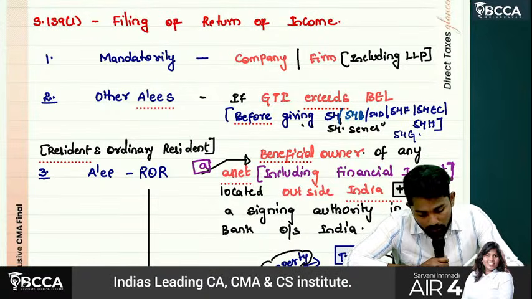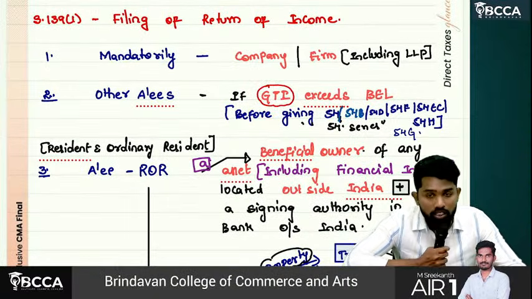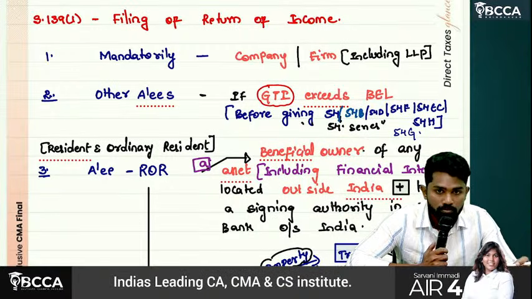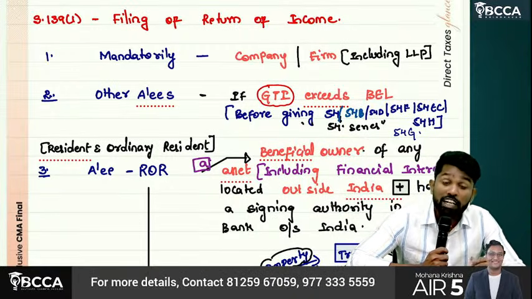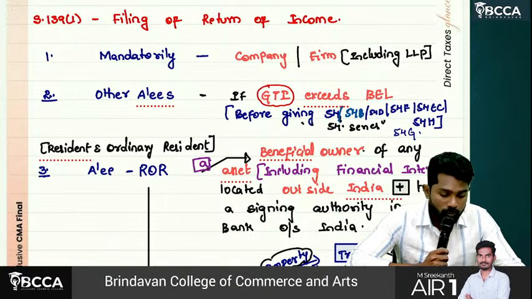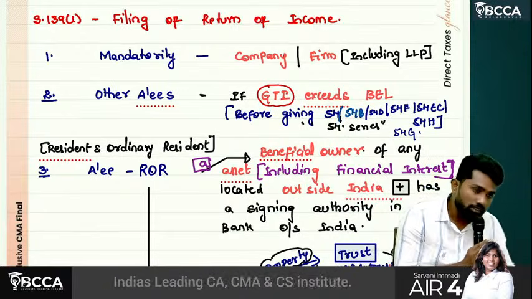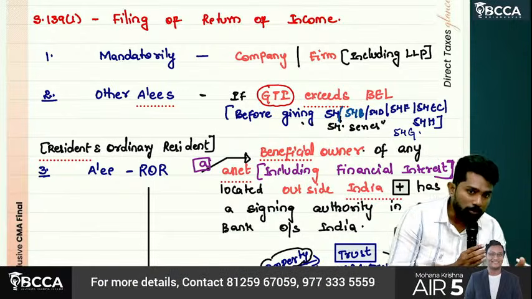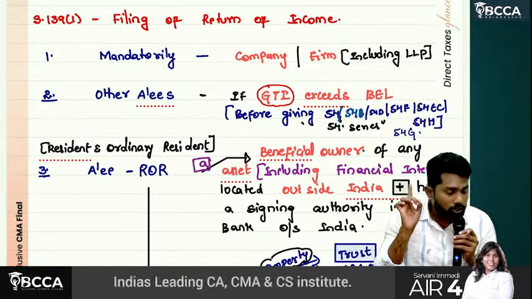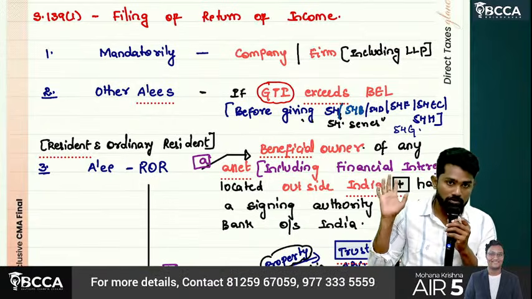What is the difference between gross and net? Net means after subtracting Chapter 6A deductions and 10AA exemption. Gross means just the aggregation of incomes under different heads, applying clubbing provisions and applying set off and carry forward of losses; you will get gross total income. Such gross total income, we should check whether it exceeds the basic exemption limit or not.